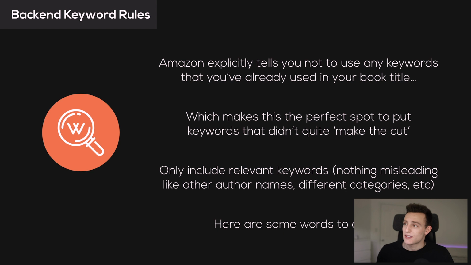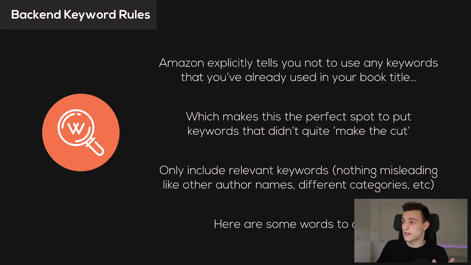So some back-end keyword rules. Amazon explicitly tells you not to use any keywords that you've already used in your book title. All right, so my example is hydroponics in this. If I have hydroponics in my main book title, I don't want to put hydroponics in my 7 back-end keywords. That's just a waste of space and you're just putting it twice. You're doubling up. There's no reason to do that.